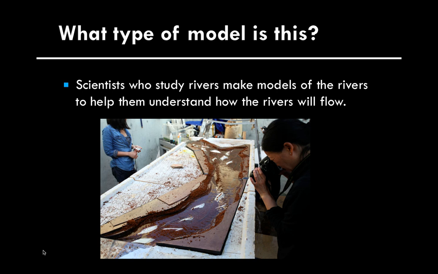Let's look at another model. A scientist who studies rivers may use a model like this to help them understand how rivers will flow, maybe depending on the slope of something and the geographical landscape. What type of model is this? Is it a physical model, a 2D model, or a computer model?